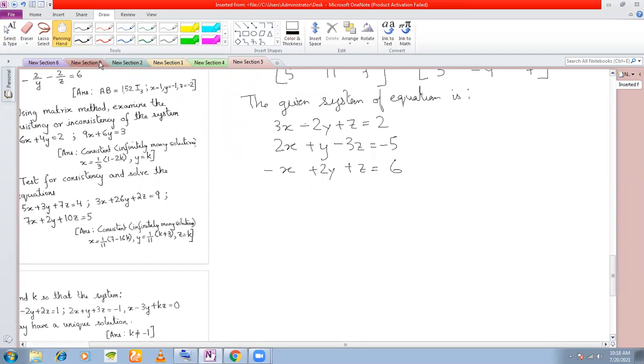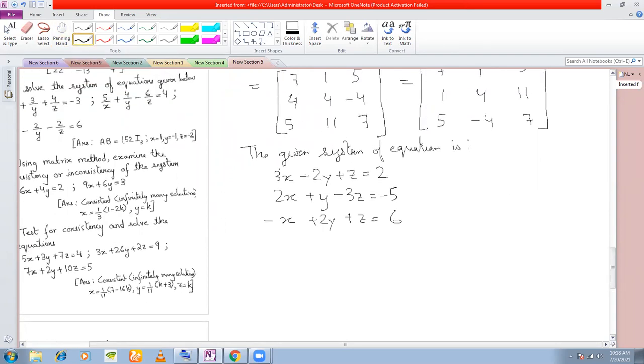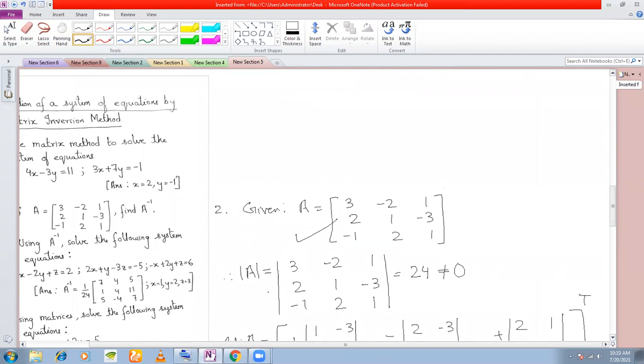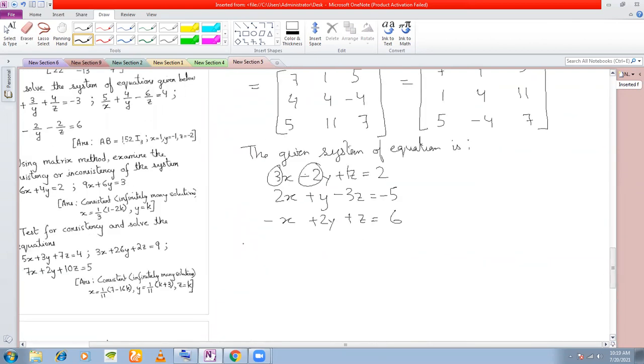Now we form the matrices. First of all, when you form the matrix from the coefficients 3, minus 2, 1, you will get the matrix A: 3, minus 2, 1, 2, 1, minus 3, minus 1, 2, 1. So we call this matrix A. So here A is equal to 3, minus 2, 1, 2, 1, minus 3, minus 1, 2, 1.